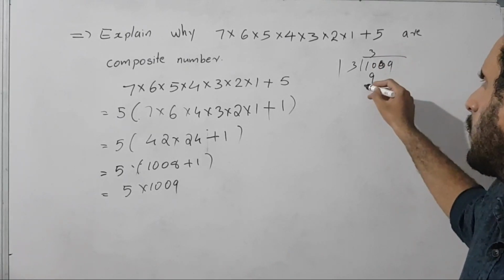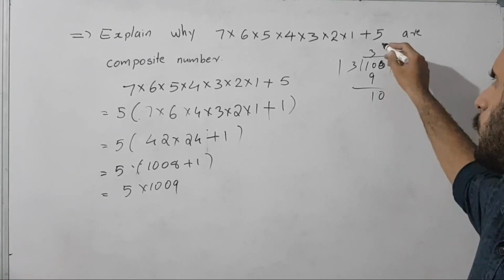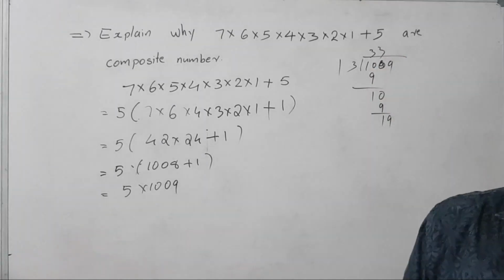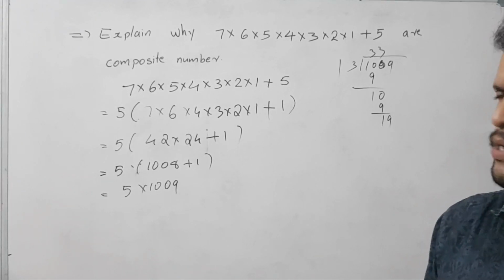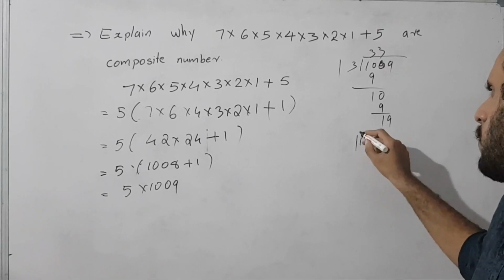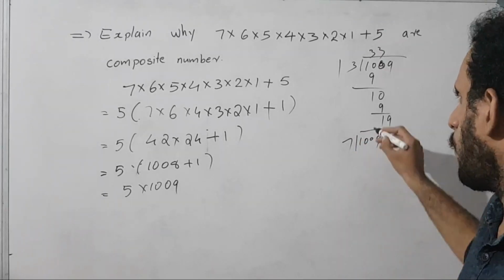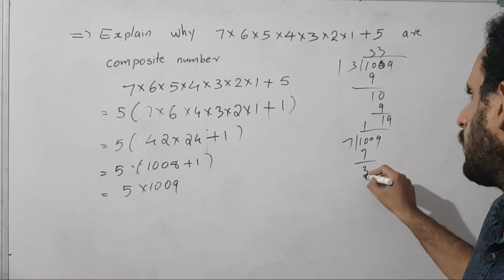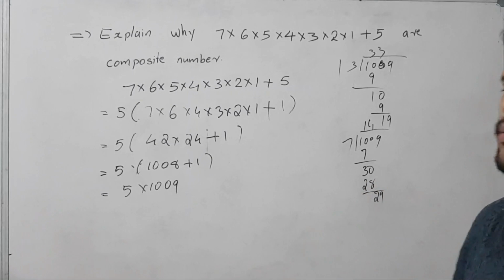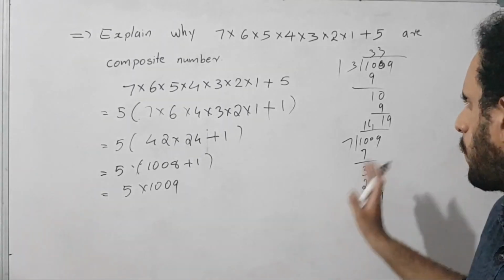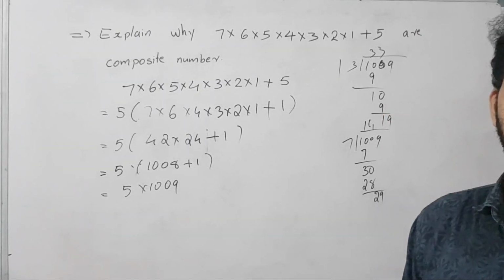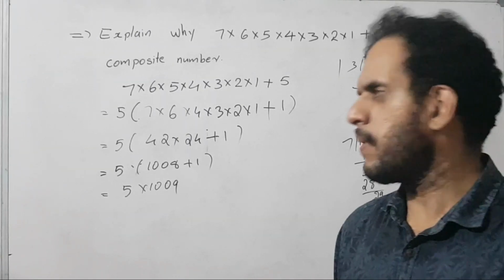3 times... 9, 1, 0, 3, 9, 1, 19, correct? 19 is not exactly divisible by 3, correct? So, it is not possible. Then we check 7. 7 times 1, 7, 3, 30, 4, 28, 2, 29. It is not exactly divisible by 7, correct? That means this number is not divisible by 3 or 7. That means it's a prime number.